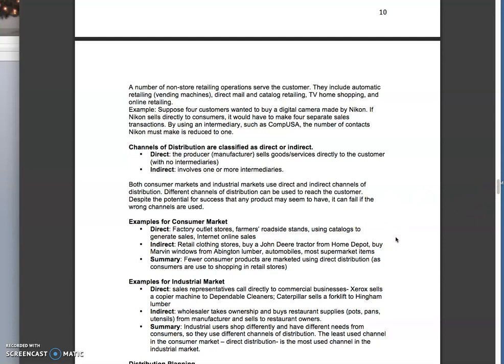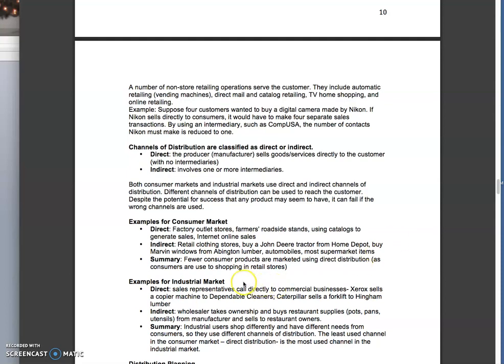Now, some companies sell both. For example, if you're a company that makes paper for printers, you could sell paper to individuals that buy those reams of paper, boxes of paper that they use at home, but you can also sell that paper to businesses that print. You could sell that paper to schools and to hospitals. So you could do one or the other or both.